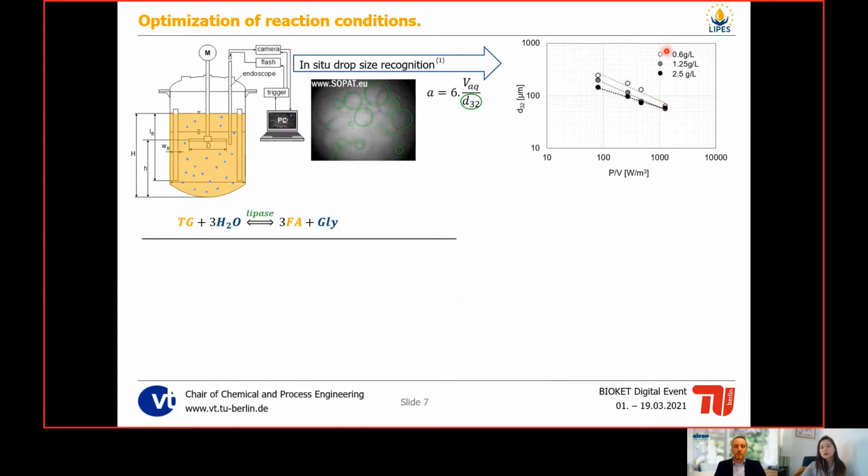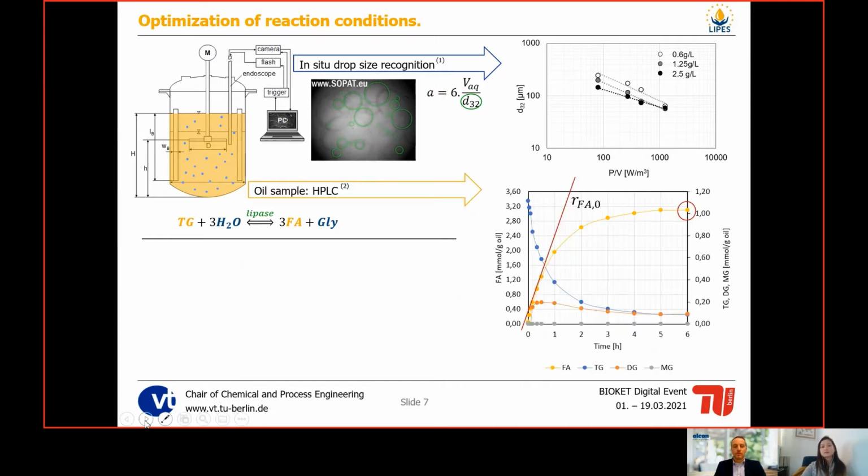We can see that at higher enzyme concentration, we actually produce smaller droplets, which is good because the surface area becomes larger. And furthermore, from the oil phase, we can get an HPLC analysis to separate between the product fatty acid and the substrate triglyceride, so that we can know how fast the reaction has been going and what is the final hydrolysis degree, what is the final yield.